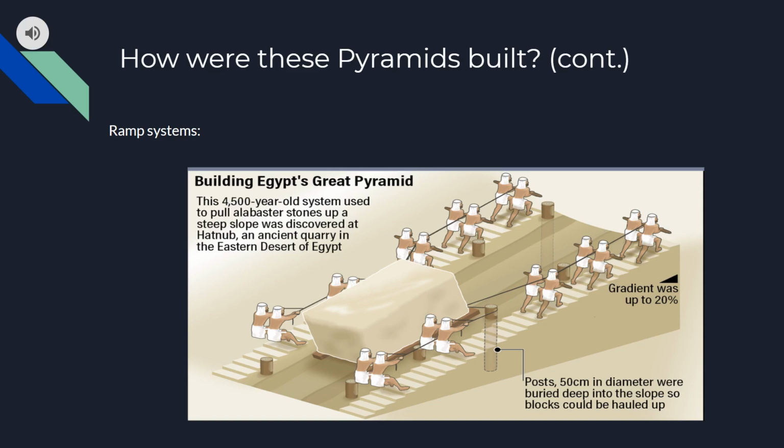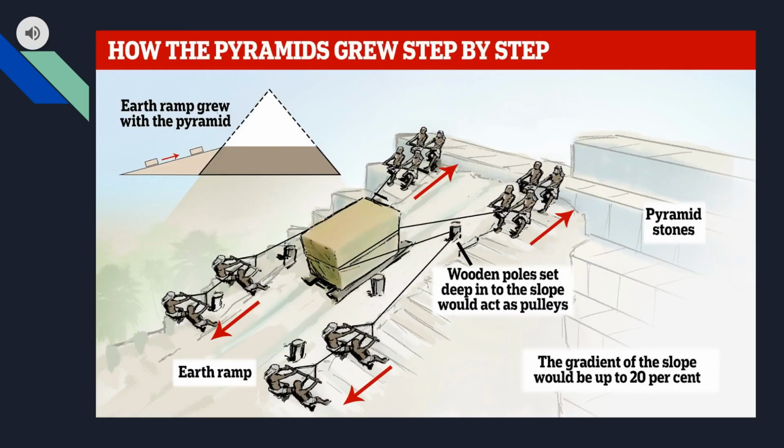Workers would attach ropes to the ramp and then wind these ropes around the wooden poles. These wooden poles would act as non-rotating pulleys. The workers would pull back to allow the block to move up. Here is a diagram that illustrates what the workers were doing.